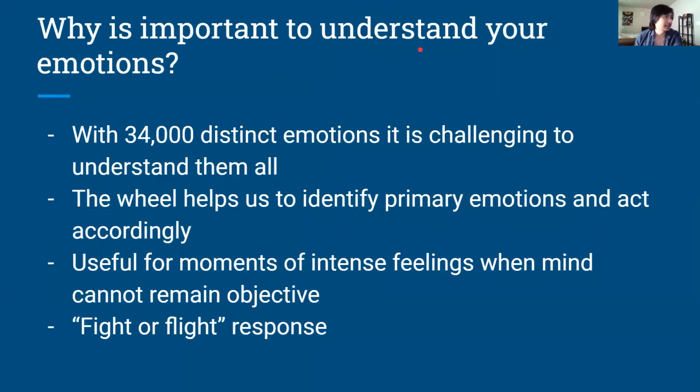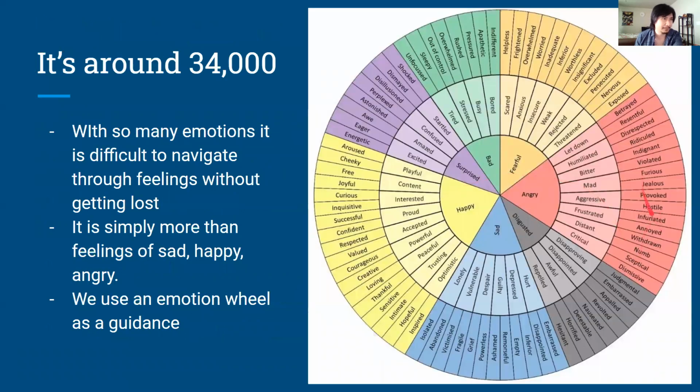So, why is it important to understand emotions? You have those 34,000 distinct emotions, so it is challenging to understand them all. It's important to identify primary emotions and act accordingly. Just like I mentioned before, you have these really detailed examples of how you feel, and this gives you a better general idea of how you feel.